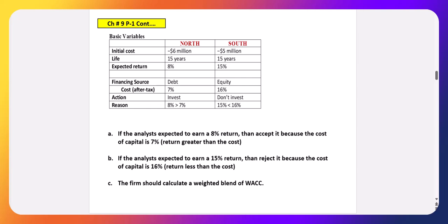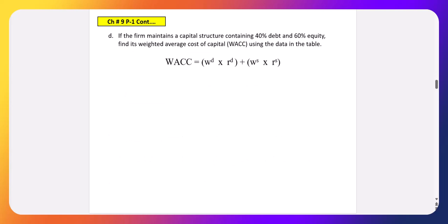Finally, a suggestion is why not blend the different costs within your capital structure to find a weighted average cost of capital to better make a decision regarding whether to invest in the North or the South. If the firm maintains a capital structure containing 40% debt and 60% equity, find its weighted average cost of capital using the data in the table.